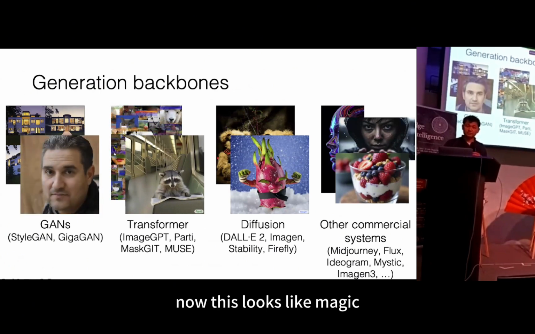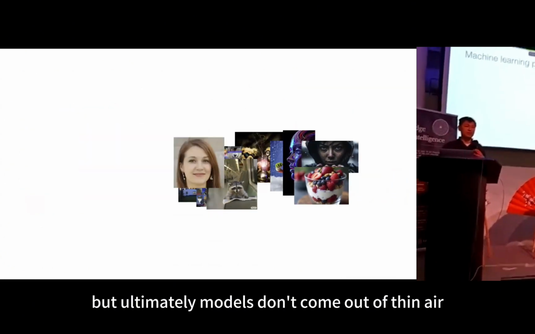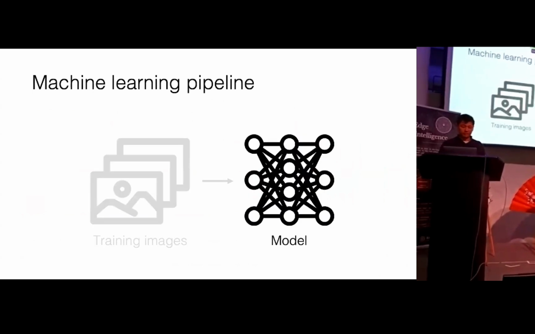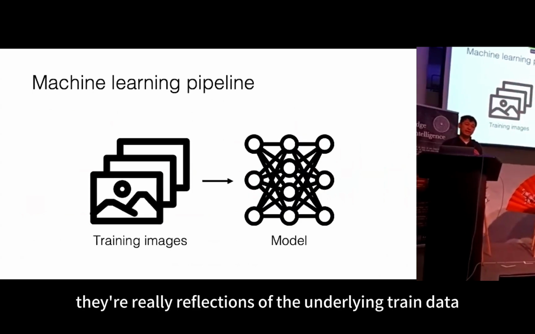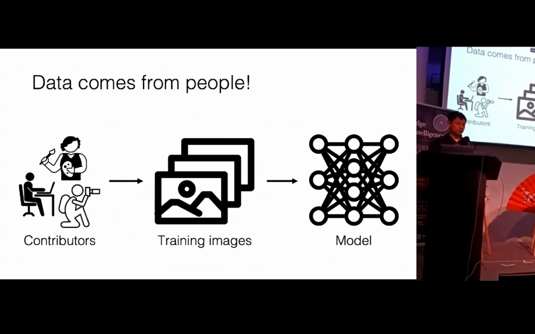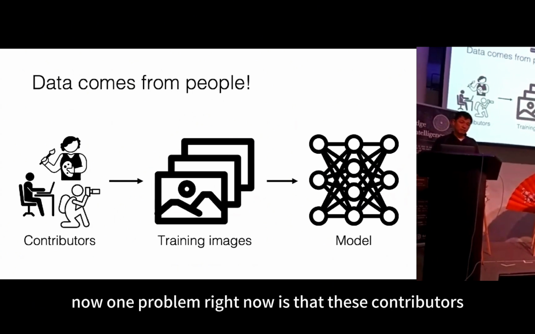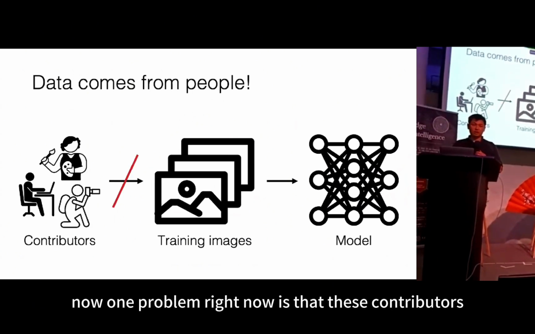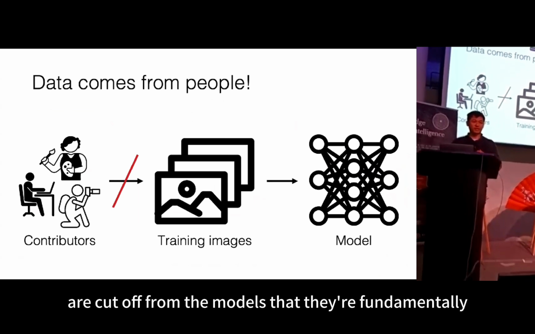Now, this looks like magic, but ultimately models don't come out of thin air. They're really reflections of the underlying training data that was put into them. And that training data ultimately comes from people or contributors. Now, one problem right now is that these contributors are cut off from the models that they're fundamentally enabling.